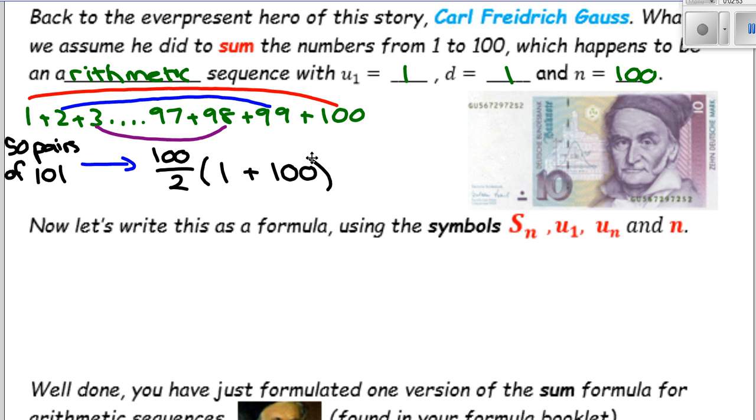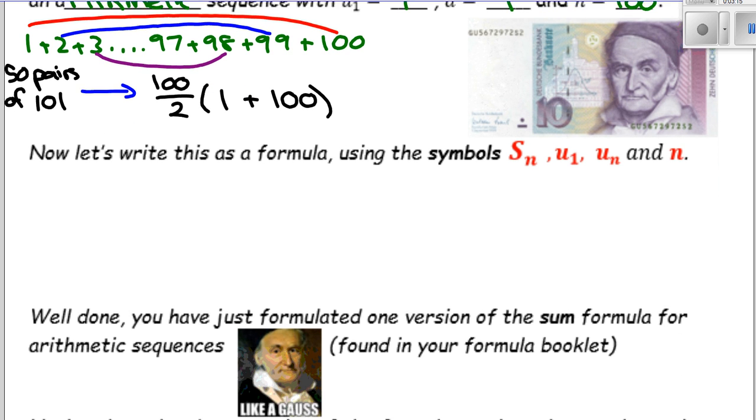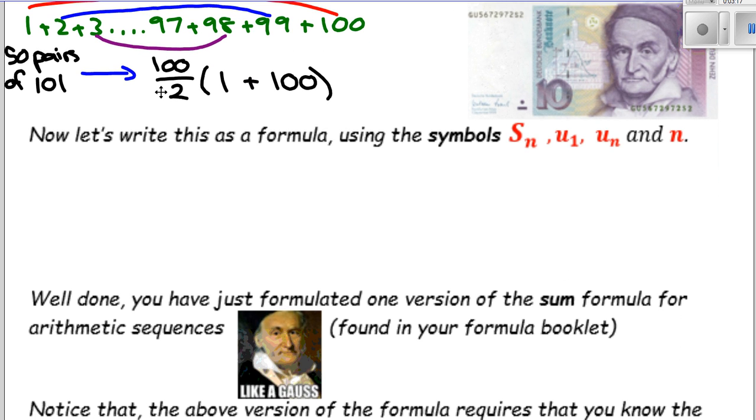So I need to first of all write this as a formula, but instead using the symbol S of n for the sum, so the S of n equals, we need to sub in the U of 1. The U of n just means the nth term, so the 100th term, and n would be the 100 over 2. So the number of terms is how you work out how many pairs you've got. So what am I going on about? I'm just basically getting us to write what's in the formula booklet. Write this, but with the symbols in there instead to make the general term.